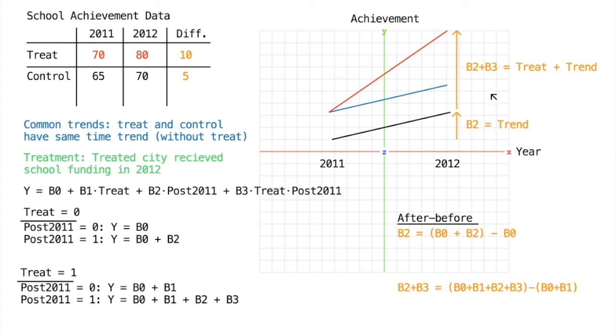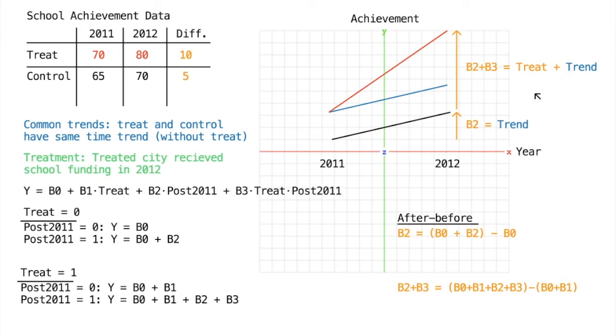In our example, school test scores in the treated city increased by 10 points over time, and we believe that some of these 10 points is due to the school funding and some of it is due to a trend in school achievement. Using what we have so far, we would like to isolate the treatment effect, that is the impact of school funding on achievement for the treated city. To do this, we are going to revisit the assumption we made earlier, the common trends assumption.